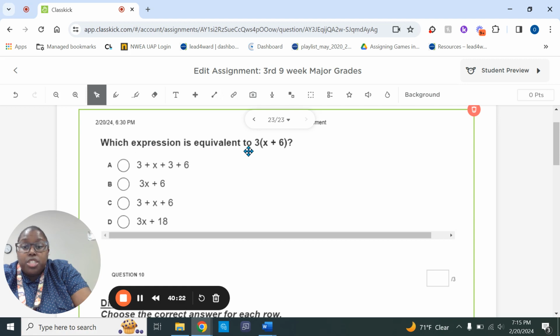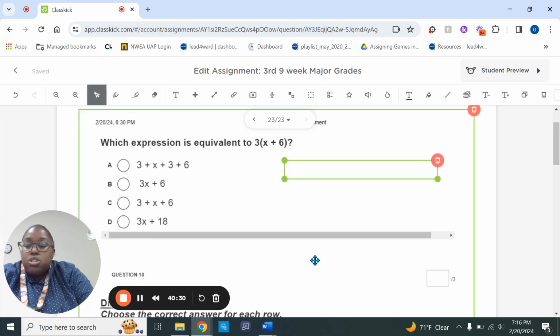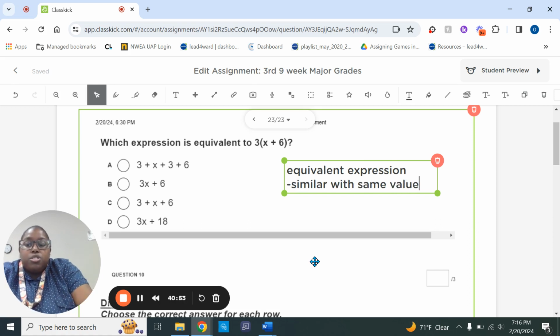Number 9, which expression is equivalent to 3 times the quantity of x plus 6? So, what are we trying to find? Equivalent expression. Equivalent. Similar, with the same value. So it should have a similar combination of things, but it's not going to look exactly the same. But when solved, it should give you the same value.